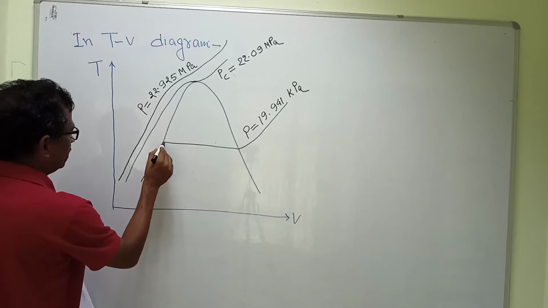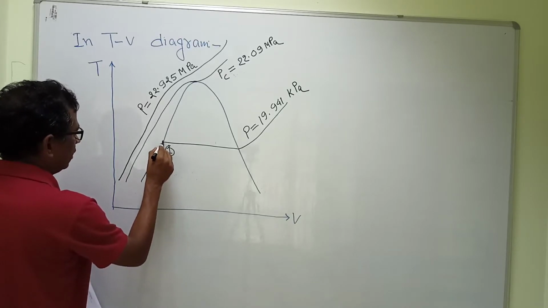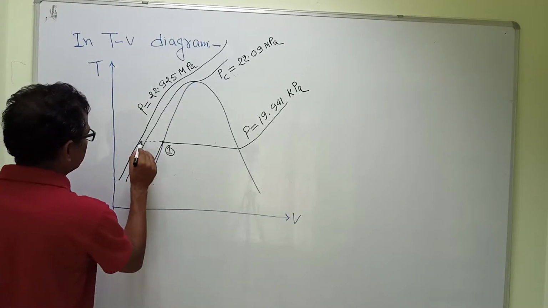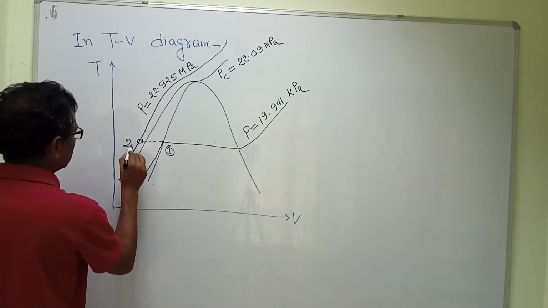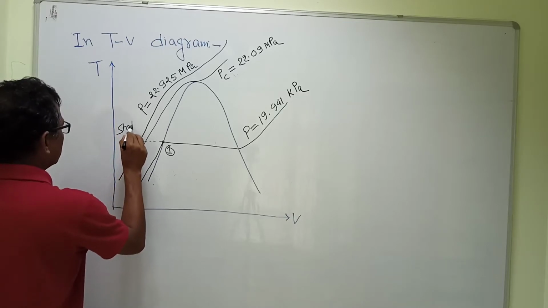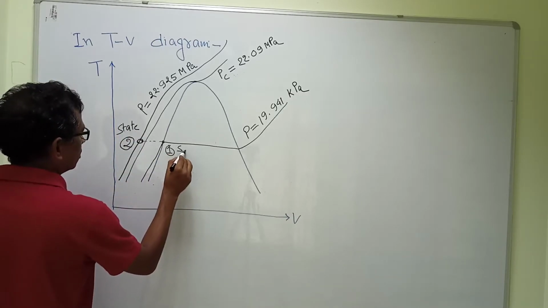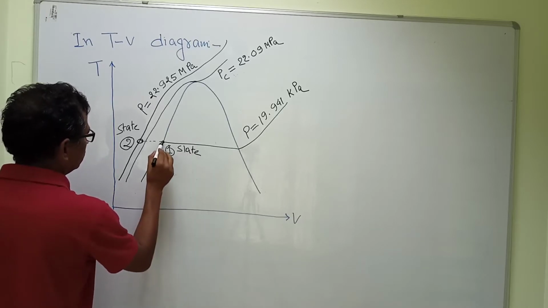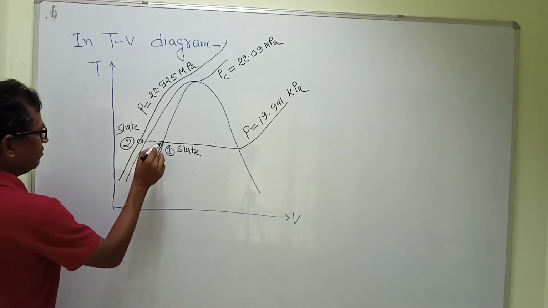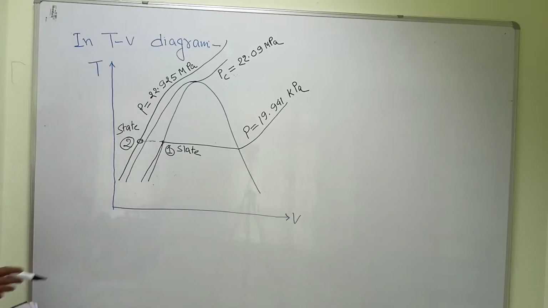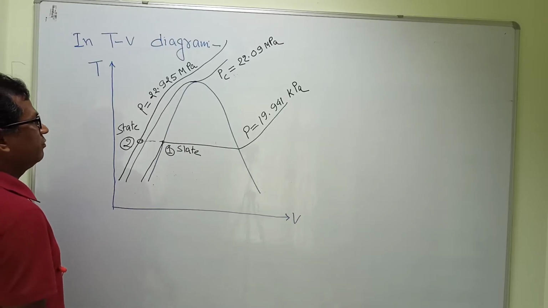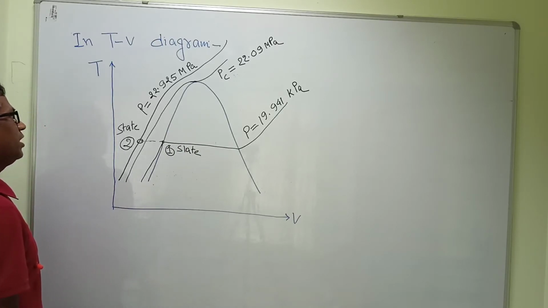And here state 1 was here, and the whole process was done at constant temperature. So temperature will remain constant. I am reaching here, this is state 2. This is state 1 and this is state 2. So this is the movement. The temperature is not changing while the state is changing from here to here on the TV diagram. But pressure is changing from 19.941 kilopascal to 22.925 megapascal.